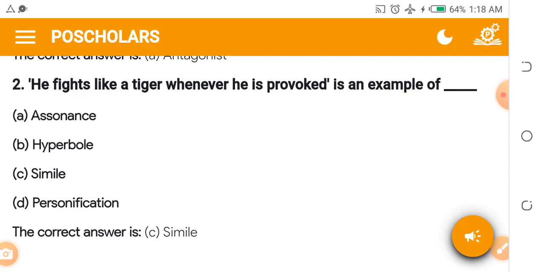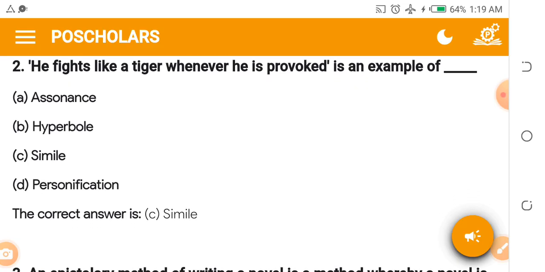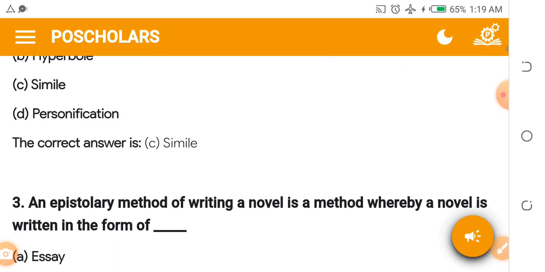He fights like a tiger whenever he is provoked is an example of dash. A. Assonance. B. Hyperbole. C. Simile. D. Personification. I want to give you an assignment. The answer is actually simile. Come under the comment and tell me why it is simile. He fights like a tiger whenever he is provoked.